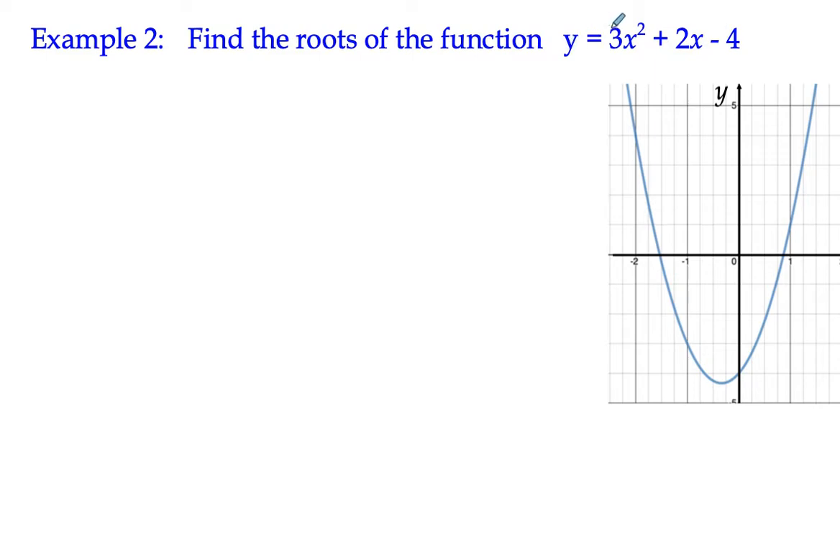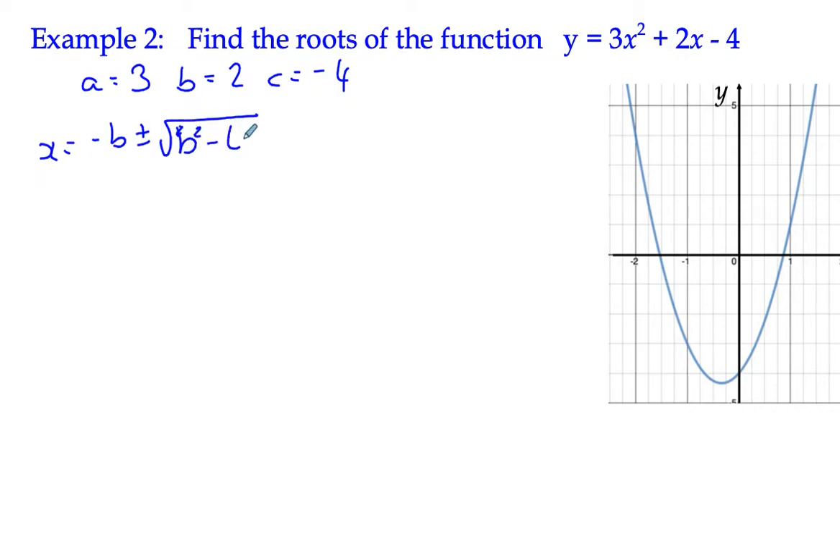So in this one here, y equals 3x squared plus 2x minus 4, we can write down that a is positive 3, b is positive 2, and c is negative 4. So if we're writing down the quadratic formula, negative b plus or minus the square root of b squared minus 4ac all over 2a. Then that's it there. And we're going to substitute in, remember, negative b is b multiplied by negative 1, or just whatever b is with the sign flipped.